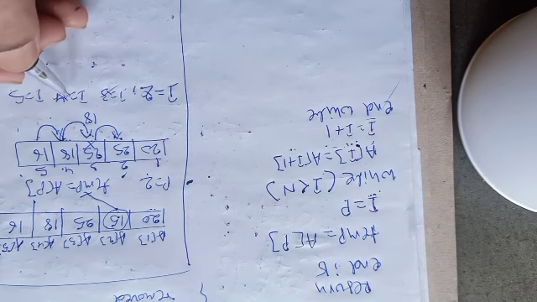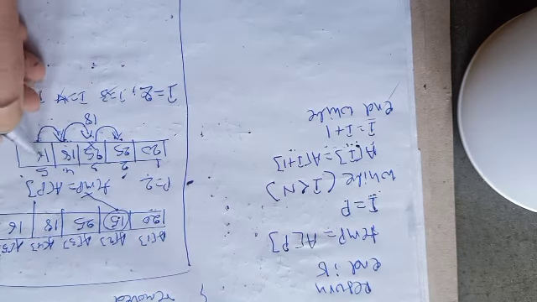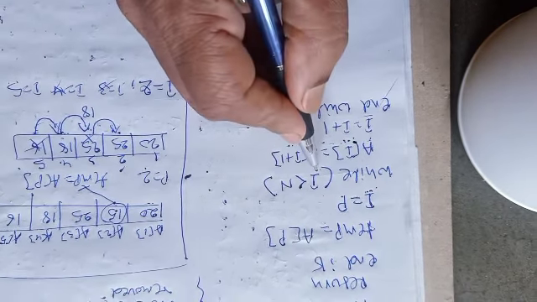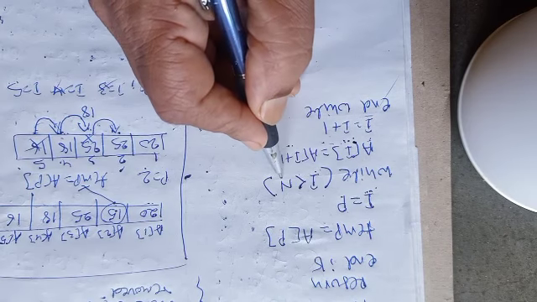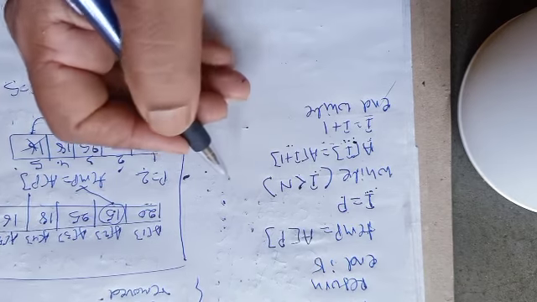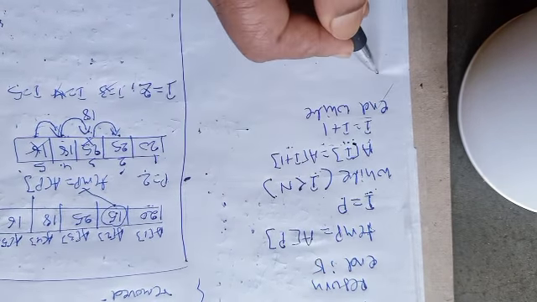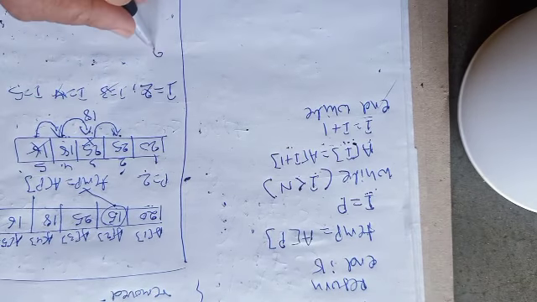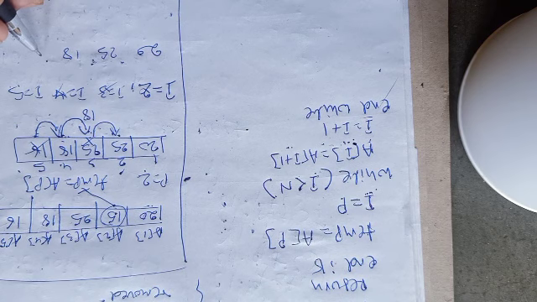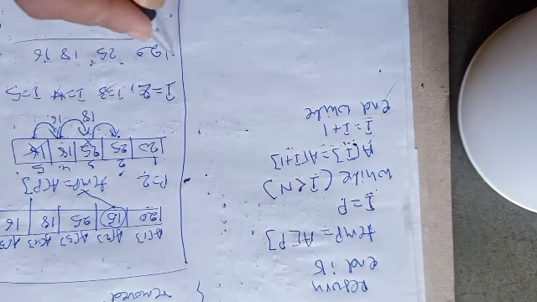When I becomes 5, already element at 5th position is shifted. So no more shifting is required. So when I becomes 5, this condition 5 less than n becomes false, because 5 equals n. So it will come out of the loop. And now my output will be 20, 25, 18 and 16. This will be my output.